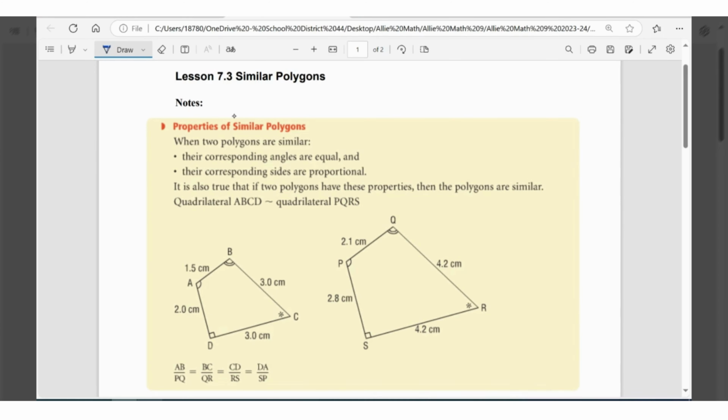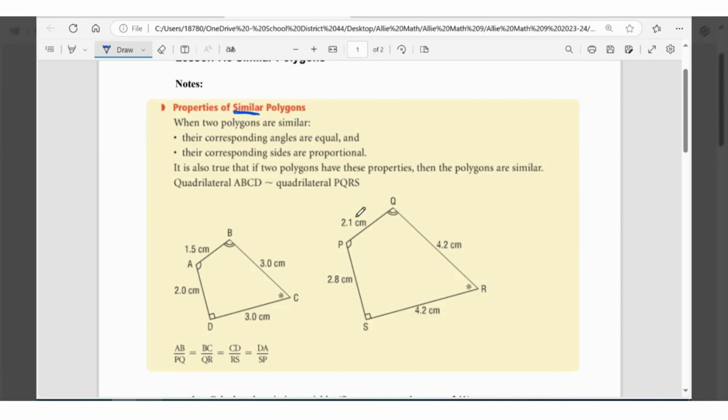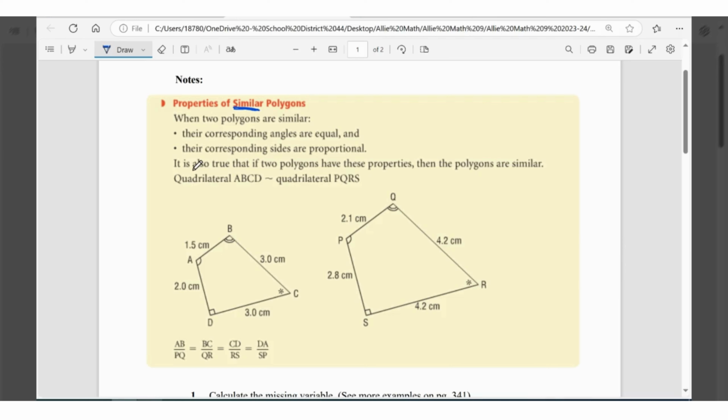The word similar has a specific meaning in math, and we'll see that in a little bit. So when two polygons are similar, their corresponding angles are equal. You can see in this image, each of these angles is represented by the same symbol or number of lines. So this angle right here is equal to this angle shown by two lines. This angle right here is equal to this angle shown by just one line. This is a 90 degree angle, so it's shown by the square. And then this angle right here is shown by this little snowflake or something like that.